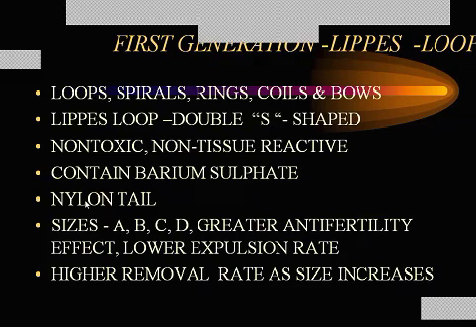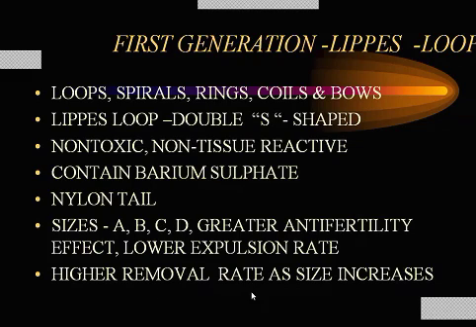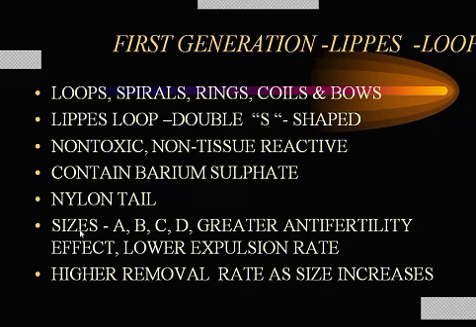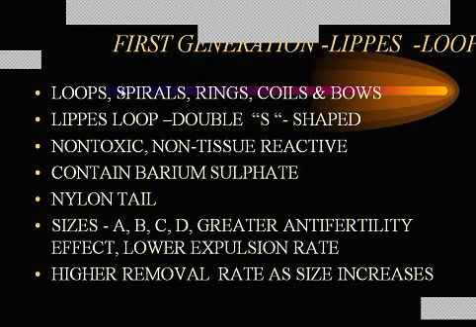But the major disadvantage with this loop is a higher removal rate because of its size. Why is the device's removal rate high? Because of the size. As the size increases, the woman complains of pain and bleeding. But this device is more suitable for multiparous women.